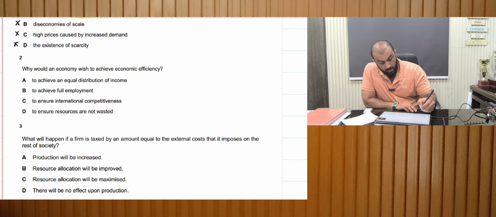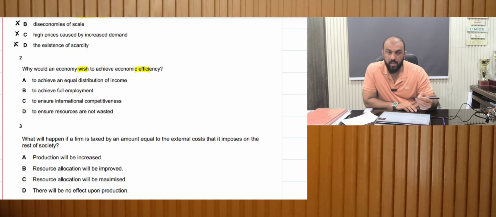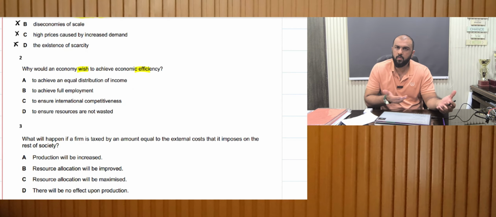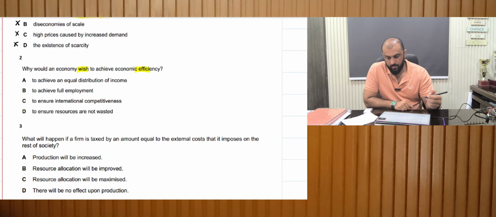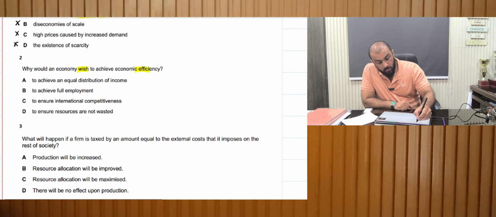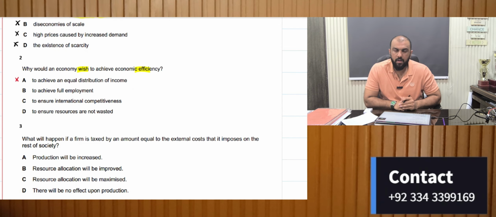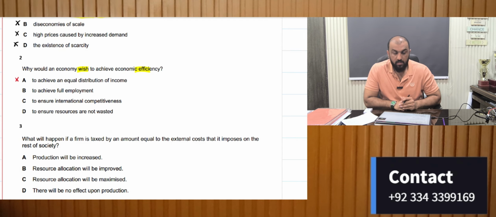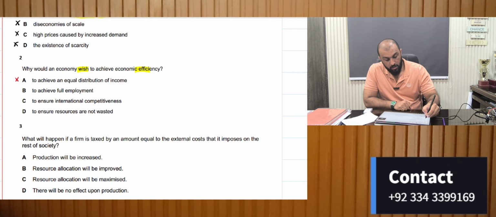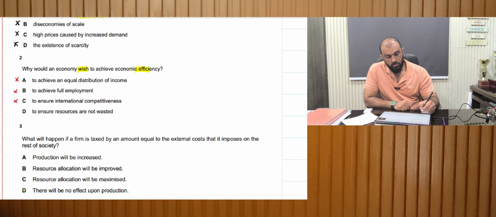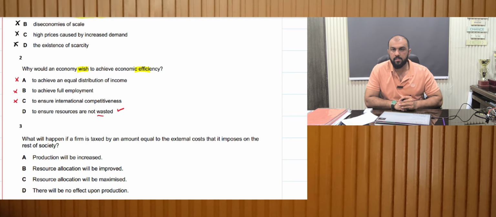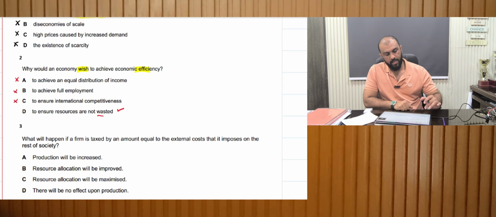Why would an economy wish to achieve economic efficiency? Well, basically to allocate the resources in the best possible manner. That's the best answer, right? Achieve equal distribution of income? No. Inequality of income will always be present in a market, so that's not the objective. Achieve full employment? Well, that is also not the objective. To ensure international competitiveness? No. To ensure resources are not wasted, which means the resources are allocated in the best possible way, right?